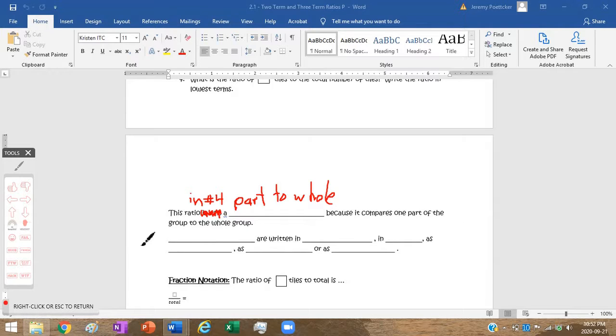All right. Part to whole ratios. Apparently I did not give us enough room on this line, but that's okay.